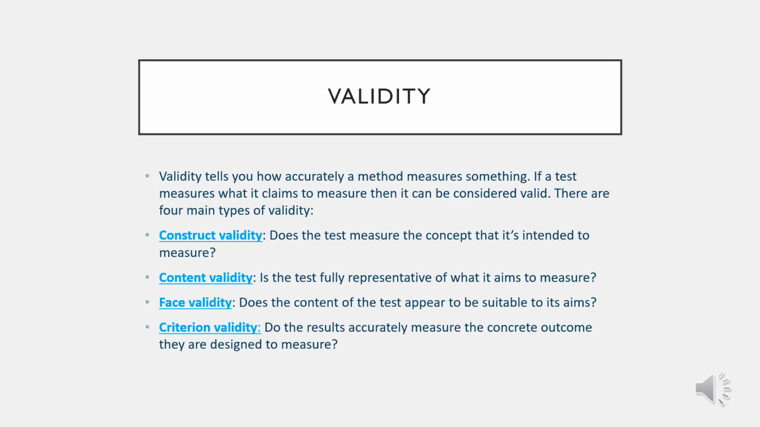Cognitive tests don't just need to be reliable, they also need to be a valid measure of what you're looking at. So the validity of a test tells you how accurately it is measuring something. If a test measures what it claims to measure, then it's considered valid. And there are four main types of validity, and I'm going to talk about these in relation to a memory test. So if we think about a memory test, we have to look at its construct validity.